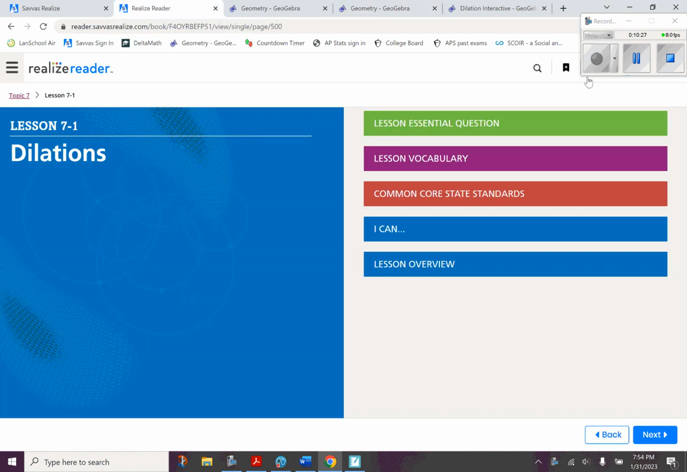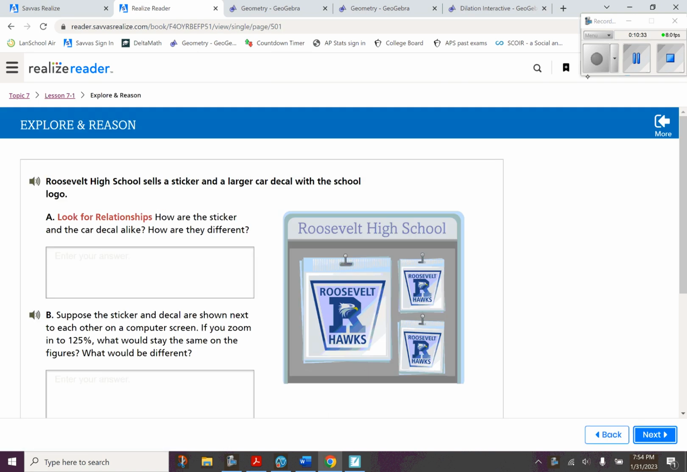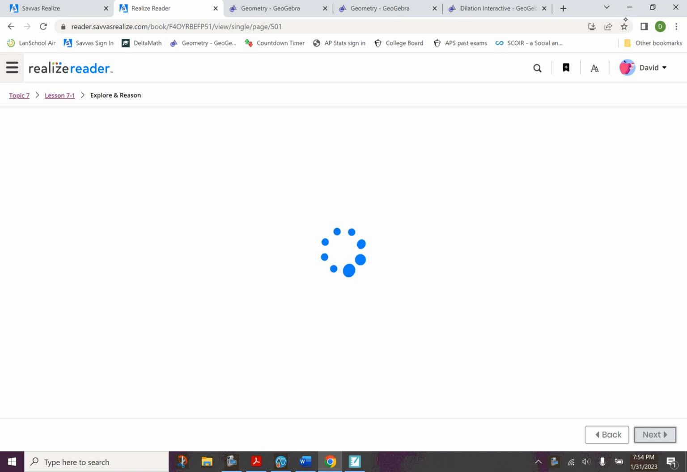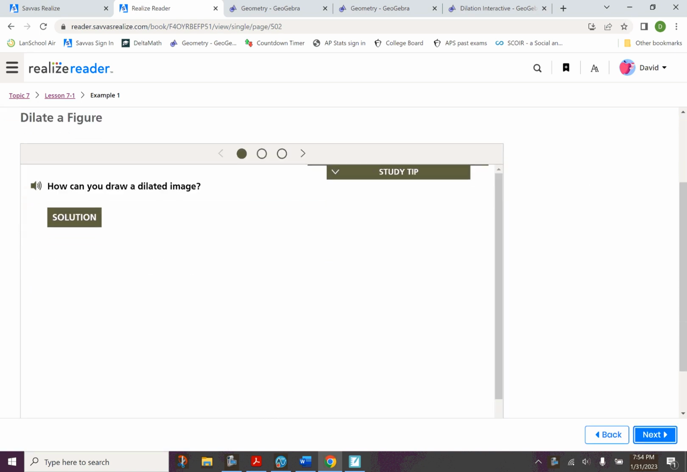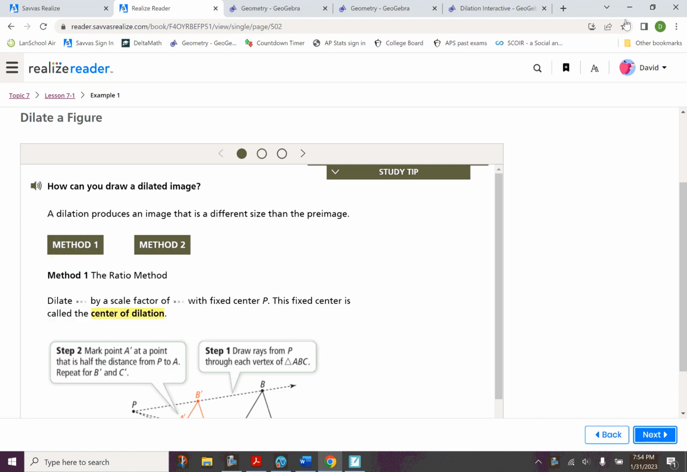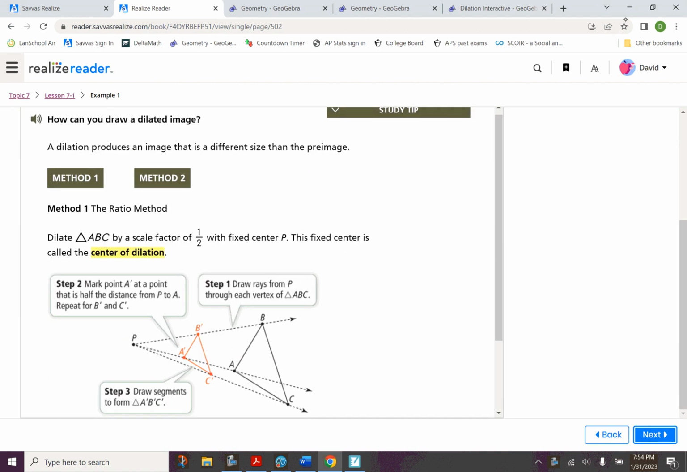Okay, let's take a look at some of the things they have here that I want you to understand. Now, they go through a couple of different ways. Both of them start off with, again, rays. So if we want to dilate an entire figure, let's keep it simple like a triangle, step one is we draw a ray from P to A, ray P, B, and ray P, C.